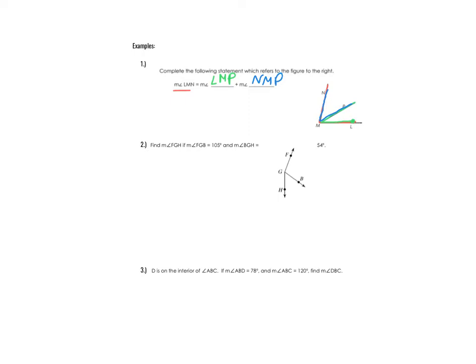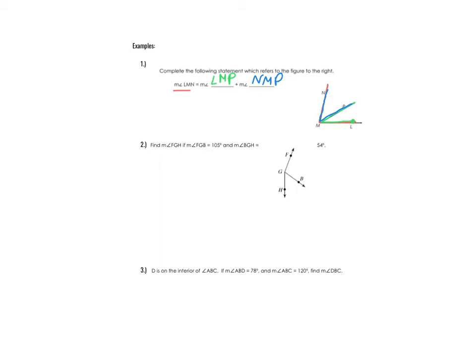NMP. And what I've just done is I've set up the angle addition postulate. The green angle plus the blue angle should add up to the red angle, the whole angle. So we've completed the angle addition postulate for the figure in question 1. In question 2, we are going to actually model an equation after that postulate.